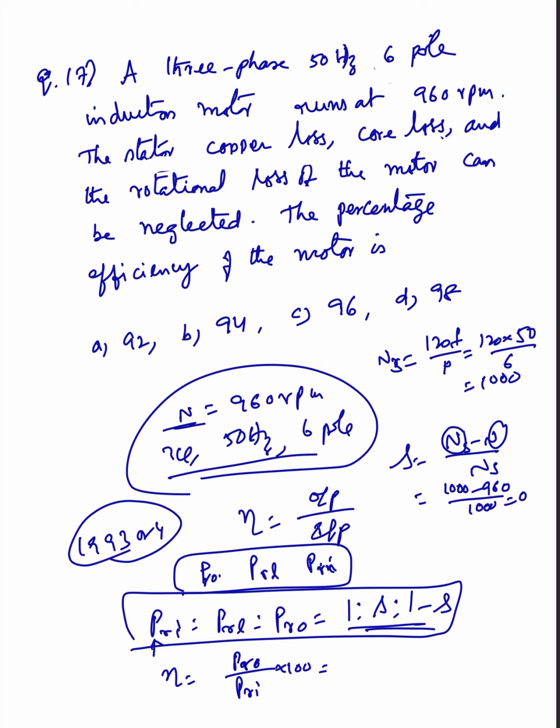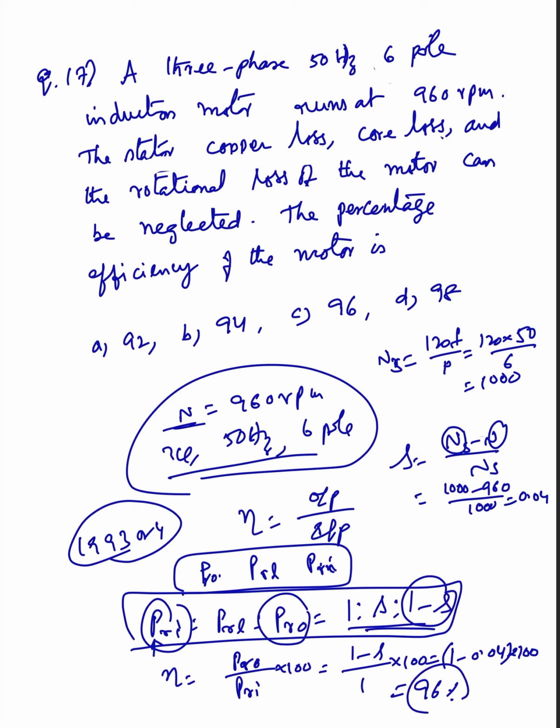This is 0.04. Now what is power output? 1 minus s. Ratio, it's a ratio. Power input to the rotor 1 into 100. So 1 minus 0.04 into 100. This is 96%. Efficiency of the ఇండక్షన్ మోటార్ ఈజ్ 96%. సో ఈ రకంగా నువ్వు ఫైండ్ అవుట్ చేయాలి.